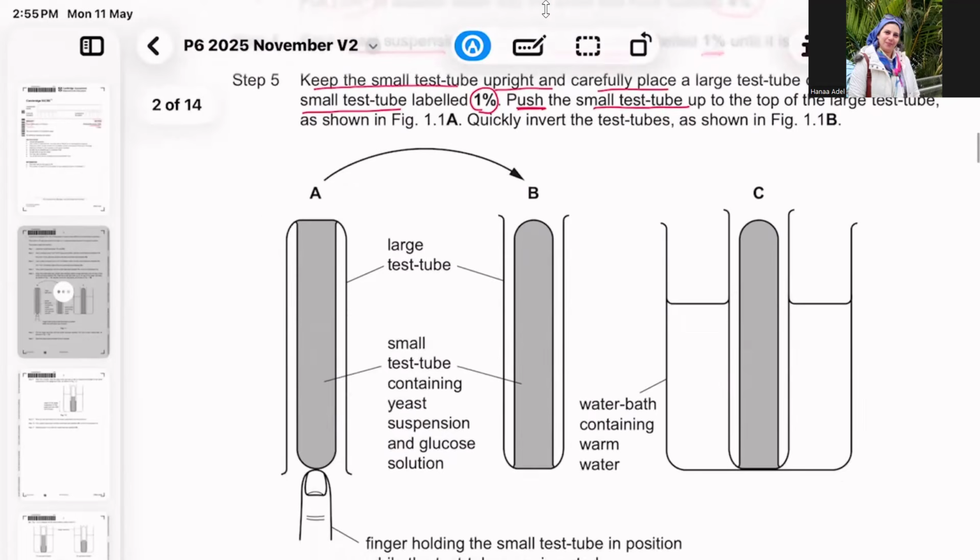Again, in front of us is the small test tube containing yeast suspension and glucose solution, and we put it in an opposite way with a large test tube. Just press with your finger to hold the small test tube in its position. And then you have to invert this test tube to be like it exists in B. And then we will put it in a water bath containing warm water.